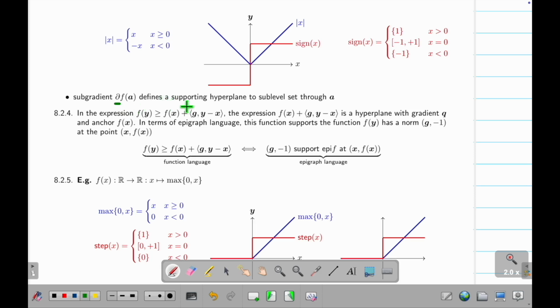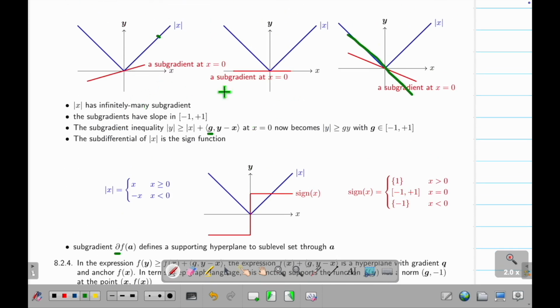Okay, what is it? It defines a supporting hyperplane. That means this line touches the sub-level set at A. Okay, so what does it mean? Let's recap. What is a level set? A level set, or sub-level set: I have an alpha. It means any x where blue is below green. So for alpha here, my sub-level set is this region.